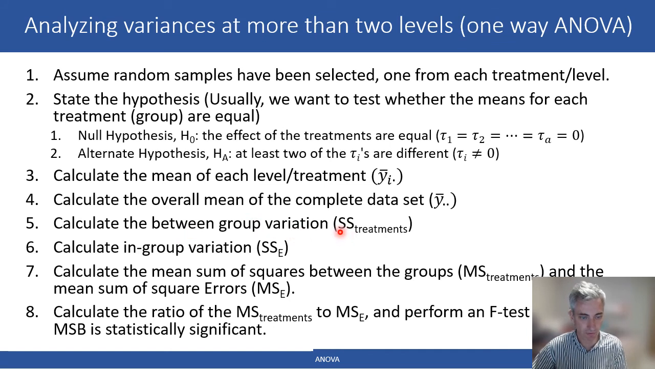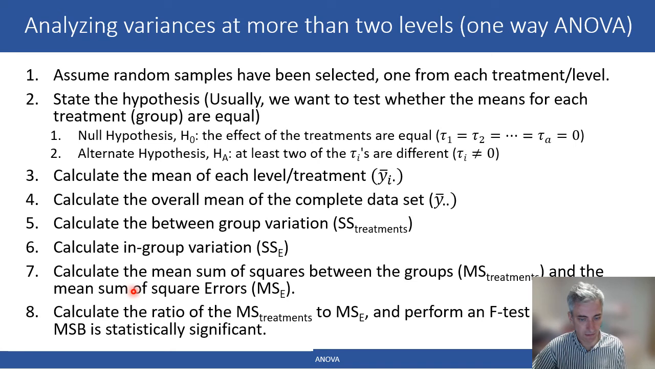So this is called the sum of square treatments. Then we have to calculate the in-group variation, because remember, we want a large between-group variation and a small in-group variation. So that's just the mean, the variation, kind of the average variation of each group. That's what the sum of square errors means.